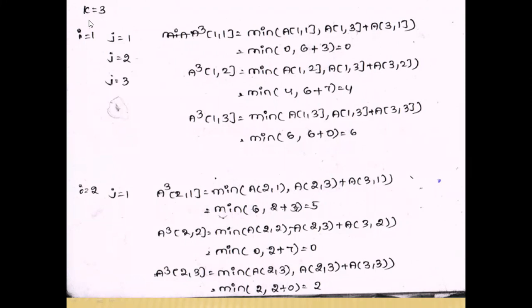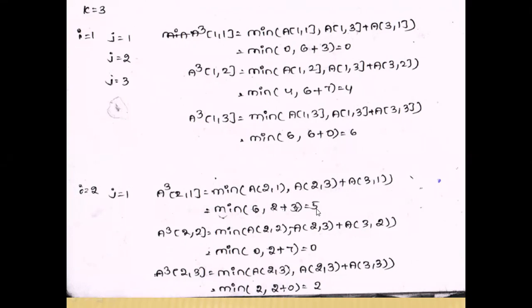So we are finding another matrix, that is, we are finding the shortest path through intermediate vertex 3. Next, same here, we are finding the shortest path for 2 1, 2 2, 2 3. But for 2 1, there is a direct path from 2 to 1, which is 6. But there is another path from 2 to 1 through intermediate vertex 3, that is 2 to 3, 3 to 1, which is 5. So here we are considering the minimum shortest path, 5.